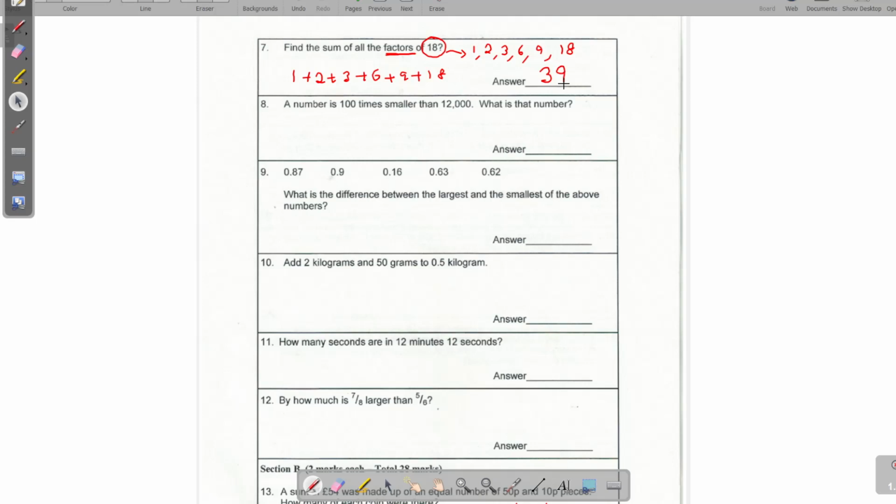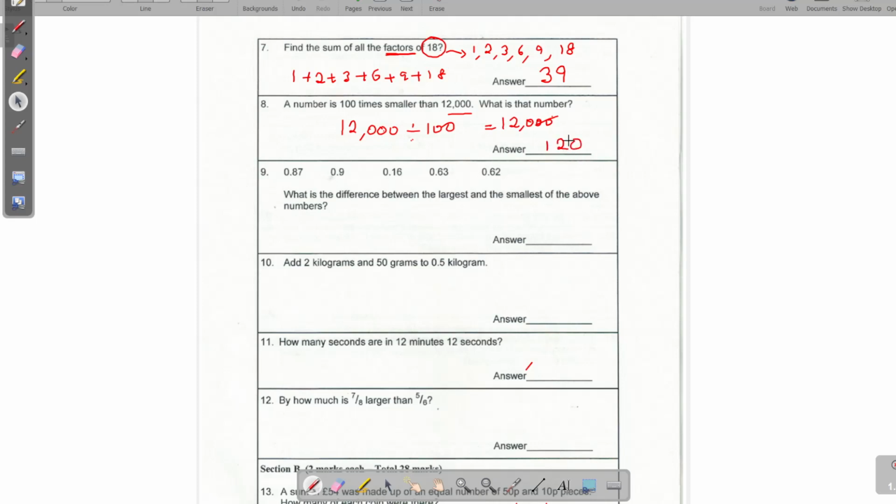Question 8. A number is 100 times smaller than 12,000. 100 times smaller. So what do you have to do when it's 100 times smaller? You divide by 100. When you divide by 100, you take away 2 zeros. So that will become 12,000. You take away 2 zeros, that will be 120.